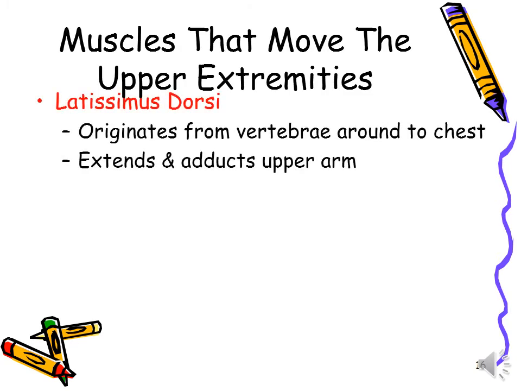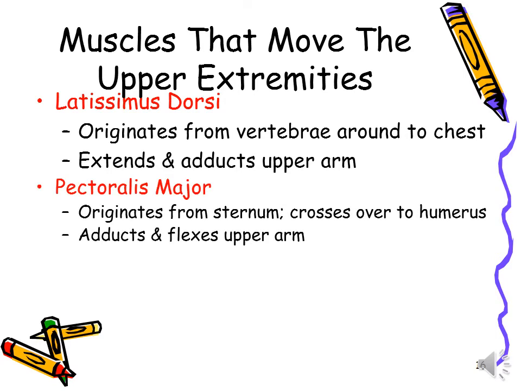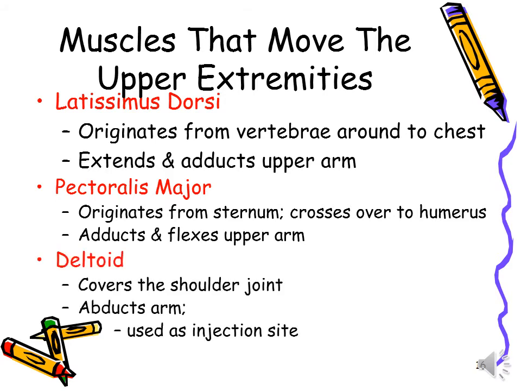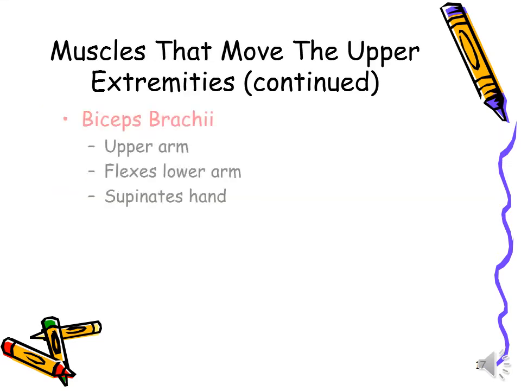The latissimus dorsi originates from the vertebra around to the chest, and this extends and abducts the upper arm, whereas the pectoralis major originates from the sternum. It crosses over to the humerus, and then it adducts and flexes the upper arm. The deltoid covers the shoulder joint, and it's going to abduct the arm. Now, this muscle is one of the muscles that we use frequently when we talk about injections. When you think about getting a shot in the arm, that's the muscle they're talking about, the deltoid.